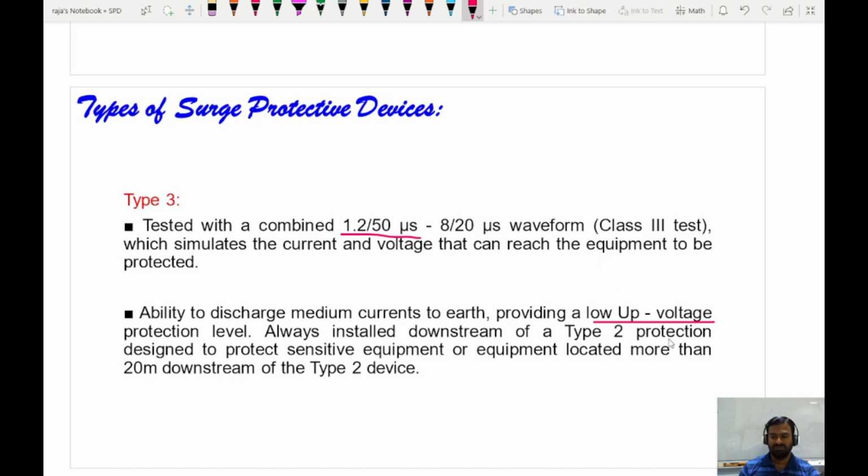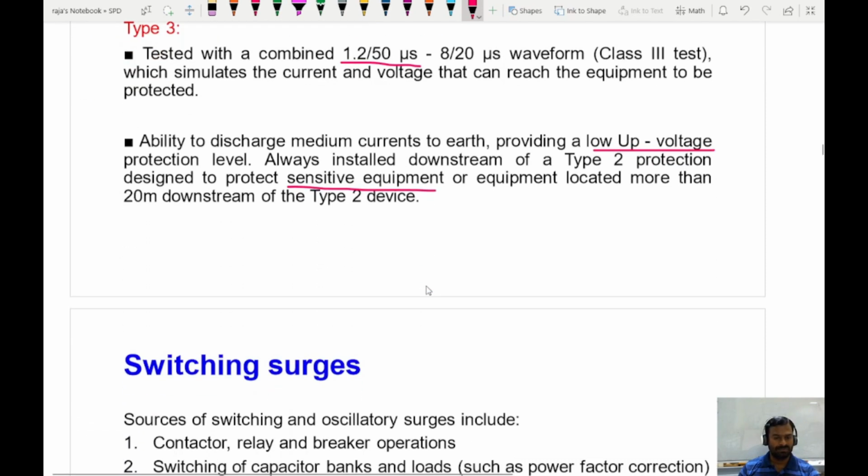After type 2 protection, we will have this type 3 protection, which will be used to protect sensitive equipment like computers and other electronic equipment. So these are the three different types of surge protective devices which we use in an electrical power system.